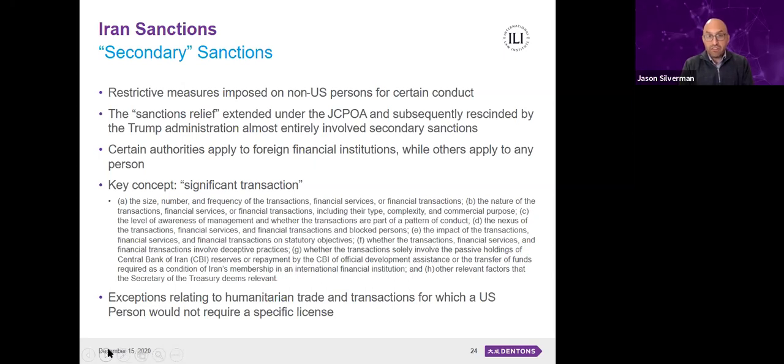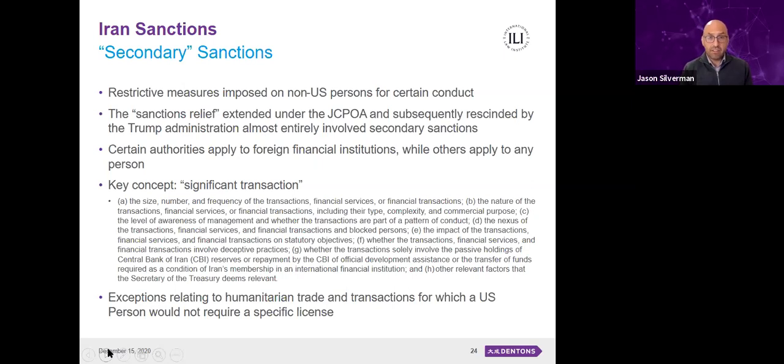These are the types of sanctions that were the subject of the sanctions relief under the Iran nuclear deal, or the JCPOA, and which were subsequently rescinded or scaled back. Well, they were really completely rescinded by the Trump administration. Those almost entirely involve secondary sanctions. In the case of secondary sanctions involving Iran, there are certain authorities that apply specifically to foreign financial institutions, but then there are other authorities that apply to any person.